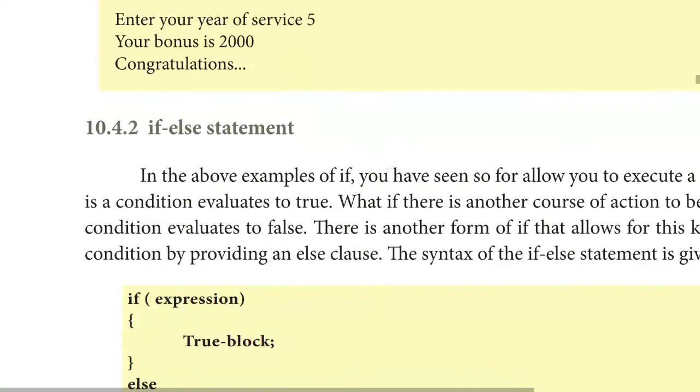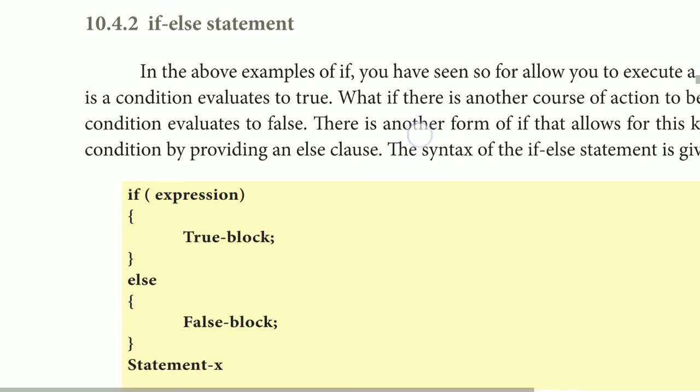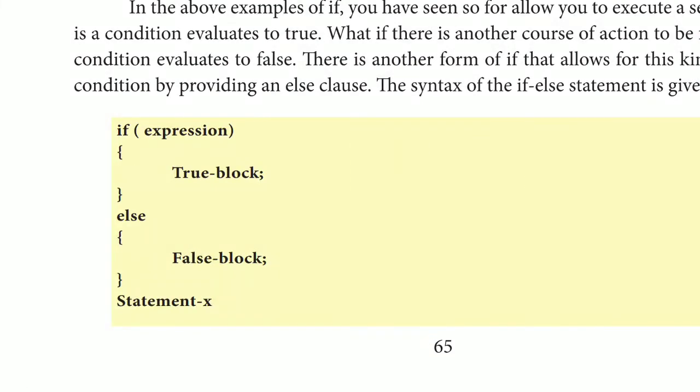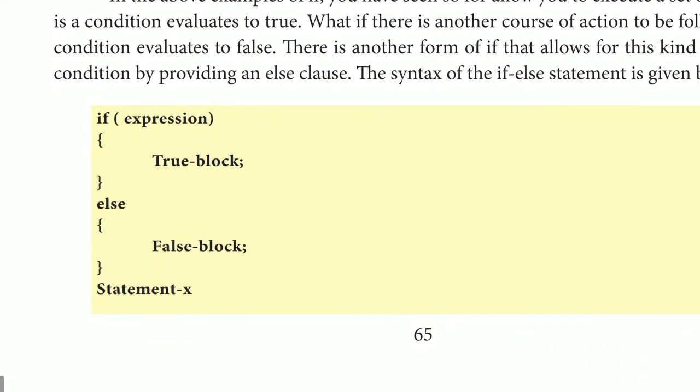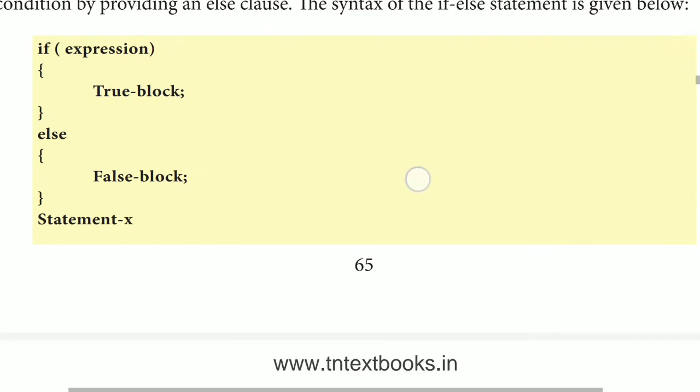So next is the if else statement. So far we have seen the if statement. The if statement will execute only the true part if the condition is true. If the condition is false, it will move on to the next step, skipping the true part. But here you can see that it also has a false part. So if the condition is true, then the true block will be executed. If the condition is false, then the false block will be executed.